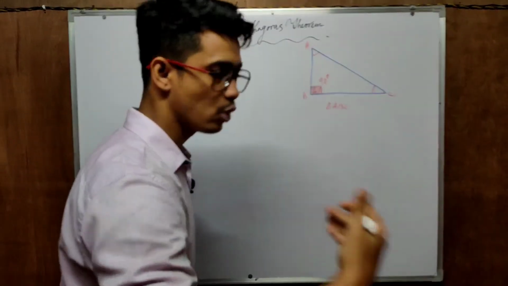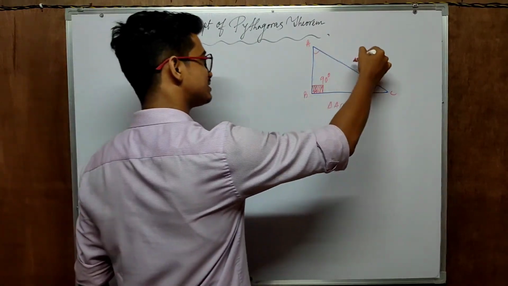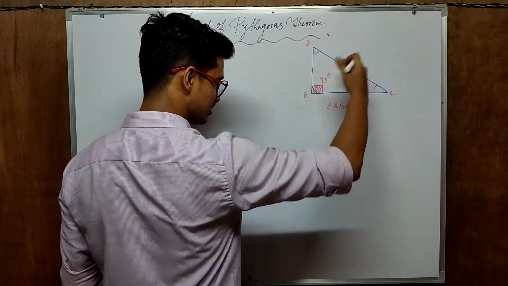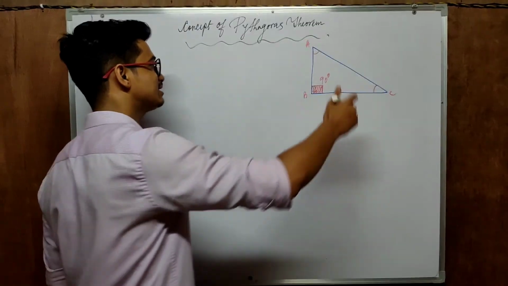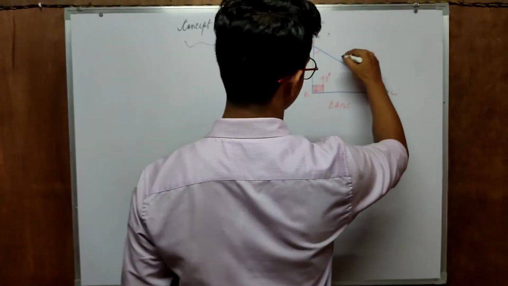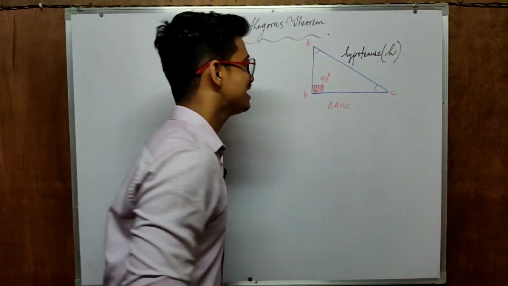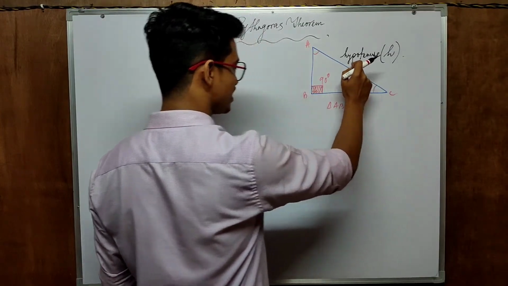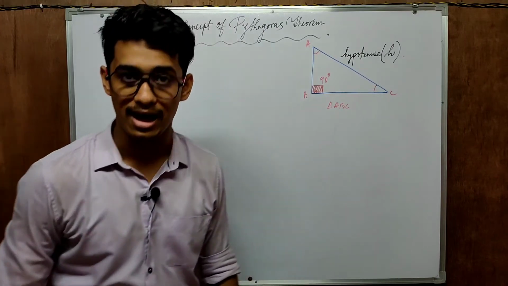So what exactly he told is that the side opposite the largest angle will be the largest side. There is a specific name for this side, that is called the hypotenuse, which is written as H. So if you see, 90 degrees is the largest angle, and the opposite side is this side, AC, which is called the hypotenuse.